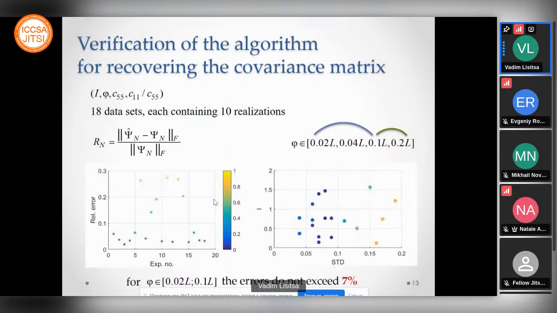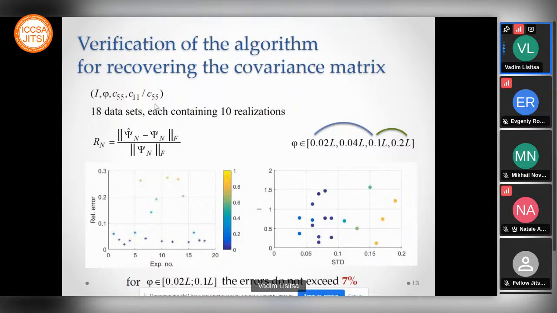Okay. After all these considerations, we tried to verify our algorithm. We took 18 absolutely random values of these four parameters, not coinciding with what we considered before, and computed 10 realizations of the models for each set of parameters. Then we estimated the stiffness tensor and its covariance matrix, and compared it with our predictions based on the linear regression for the standard deviation and correlation lengths and the bilinear interpolation with respect to the model parameters.